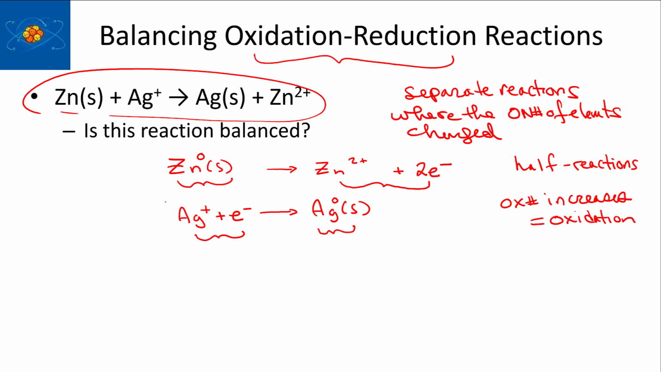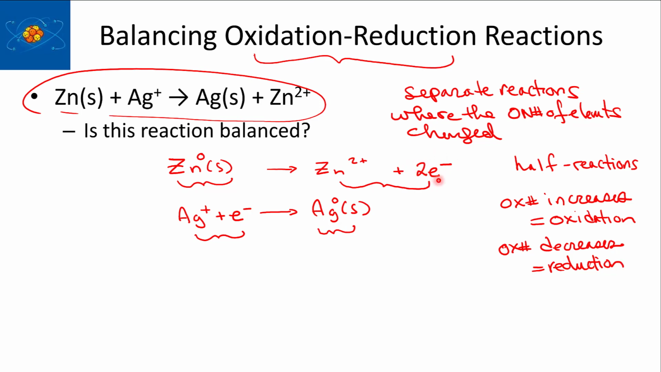The other half is known as the reduction reaction. So if the oxidation number decreases, then that's known as a reduction reaction. It's a reduction of the oxidation number. An increase in the oxidation number is considered to be an oxidation, and a decrease in the oxidation number is considered to be a reduction. And in every redox reaction, you always have one oxidation reaction coupled to a reduction reaction.